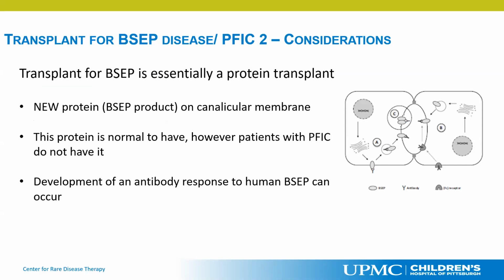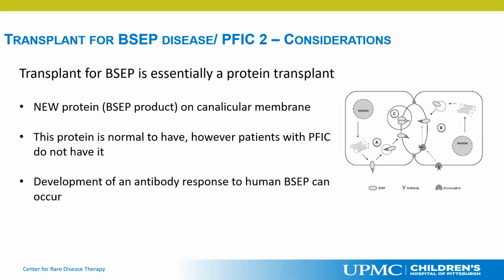The new protein that is included with that liver is exposed to the blood, and so it's on the canalicular membrane. It's the product of the gene, and it is new. It's new to the patient. It's not been seen before by patients that have BSEP deficiency. It's normal to have. It functions, and that's why you do a transplant. However, the actual protein has not ever been expressed in that patient before.